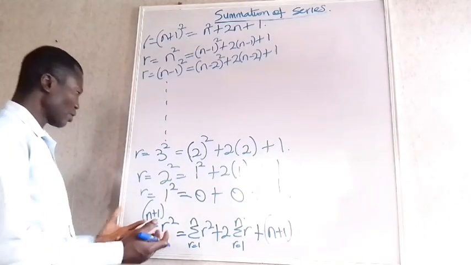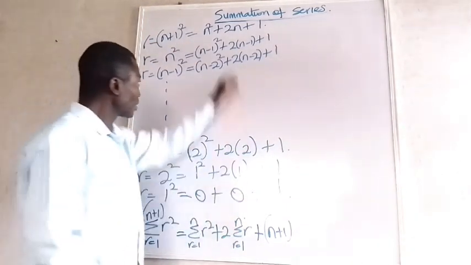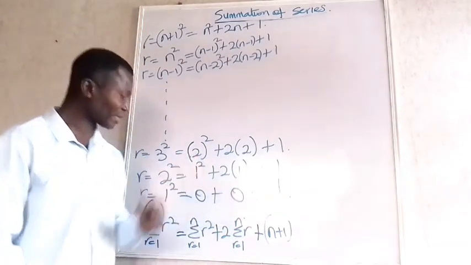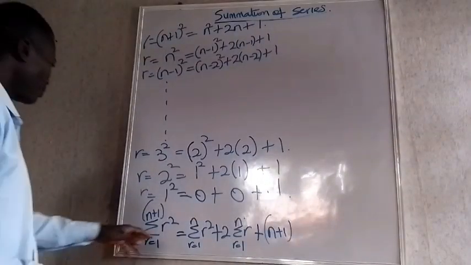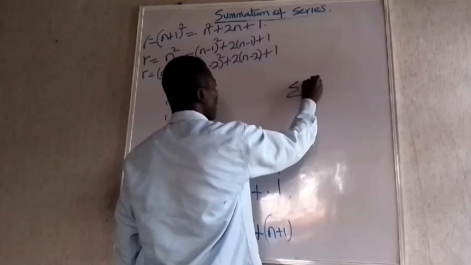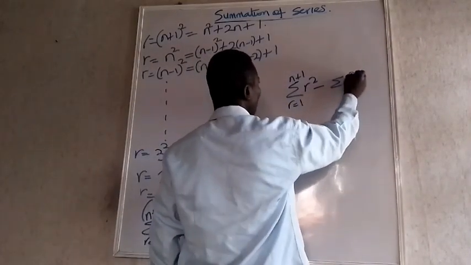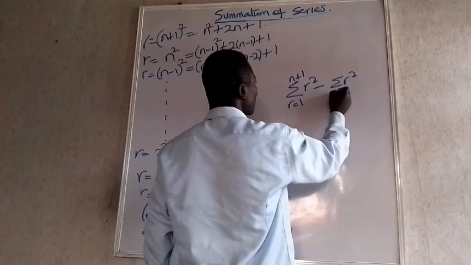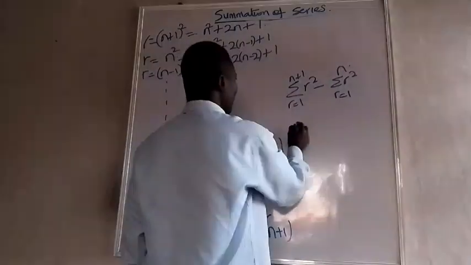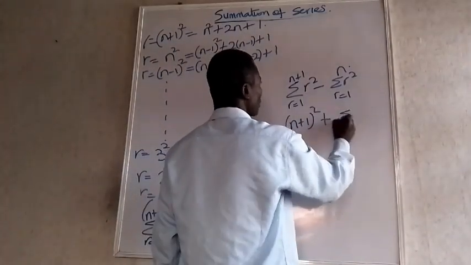So please don't be confused. This is the sum for this place. This one is the sum for this place. This one is the sum for this place. And this one is for the sum. You can see that there is an extra 1 after this place. Please take note. Now, if we subtract this one from this one, that is summation r squared from r equals 1 to n plus 1 minus summation r squared from r equals 1 to n, you know, this one is equal to n plus 1 all squared plus summation.